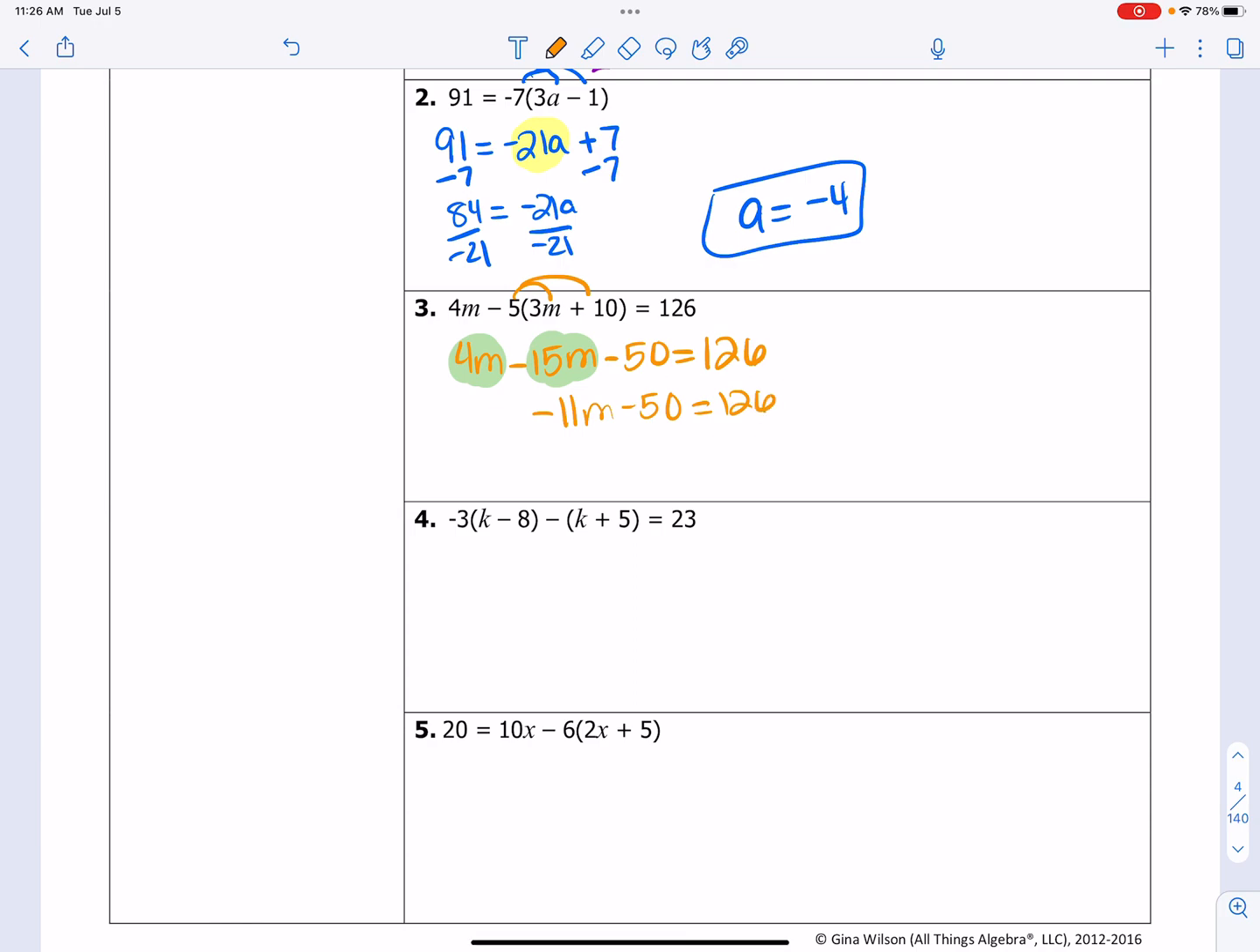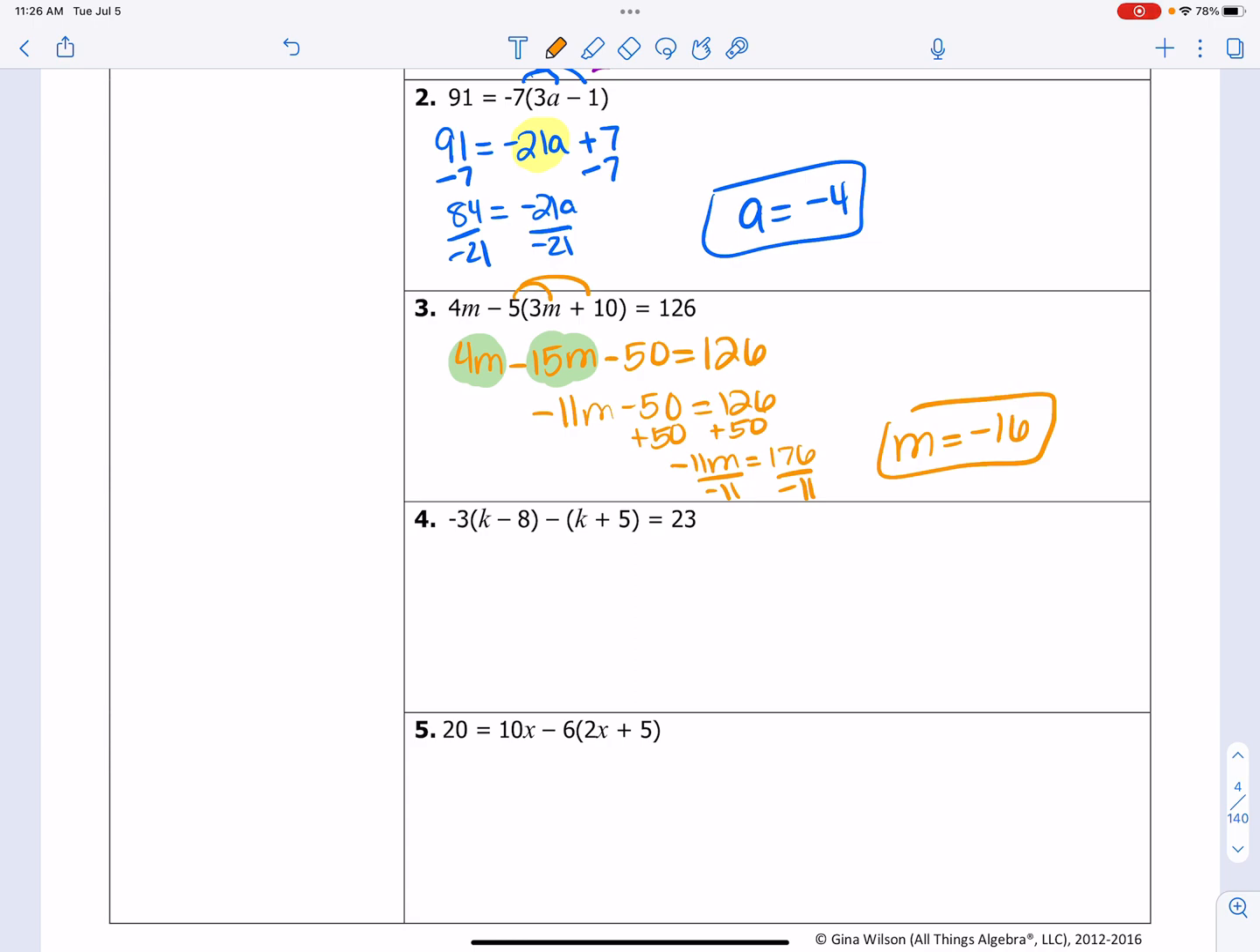That might cause you to have one more step of work, but you're not going to make mistakes. So now opposite operation, I would add the 50, and I get a negative 11m equals 176. Divide by a negative 11, and m equals a negative 16.